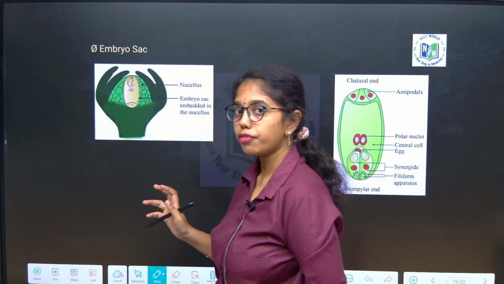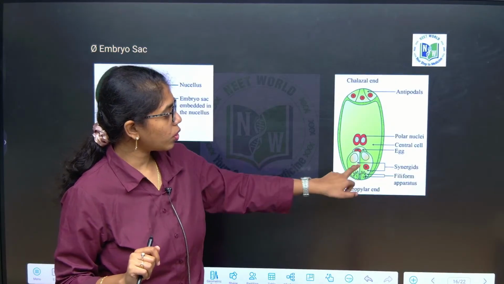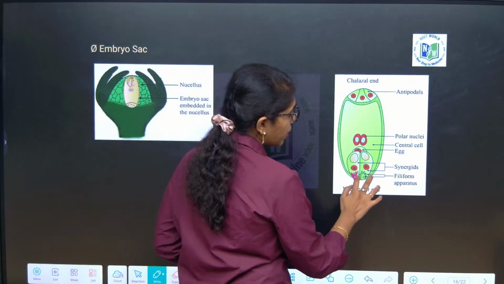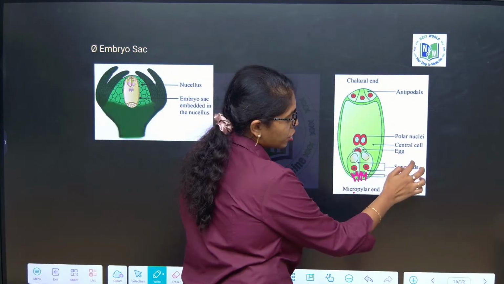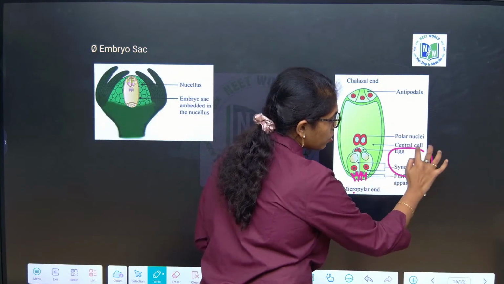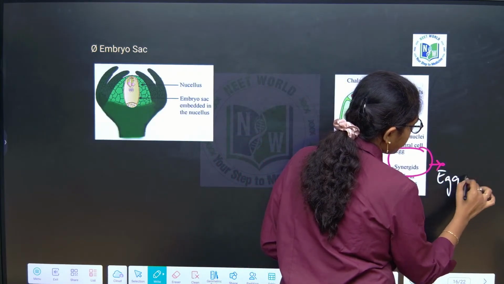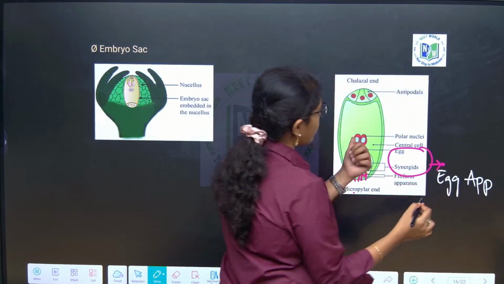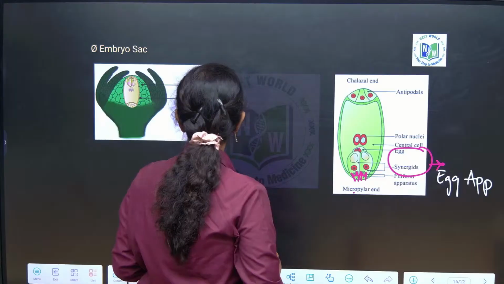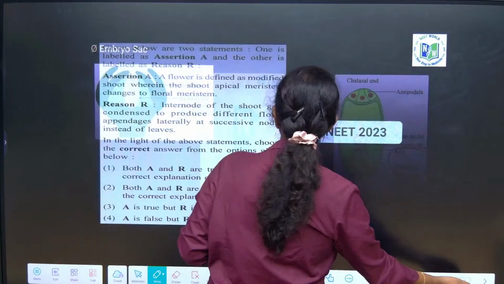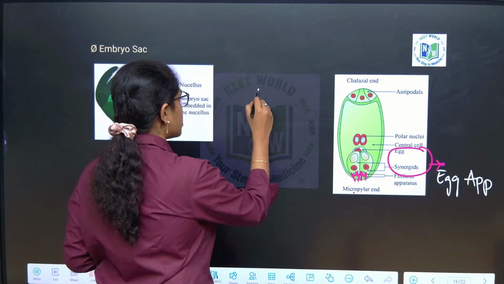Now it is clear how the embryo sac is formed. At the micropylar end you have 2 synergids. Synergids have the filiform apparatus, and the egg is attached to this. Egg and synergids together you call the egg apparatus, and here is the central cell and antipodals towards the chalazial end. So, now whenever the receptive pollen grain lands on the stigma, just look at the structure.